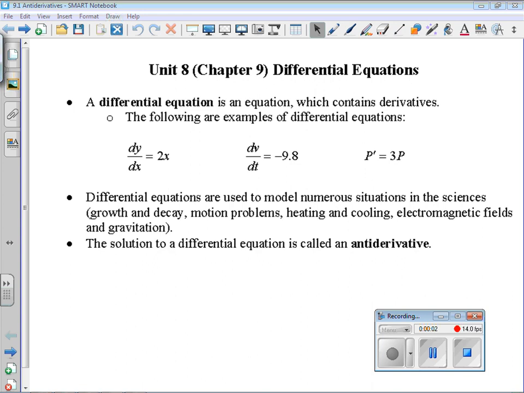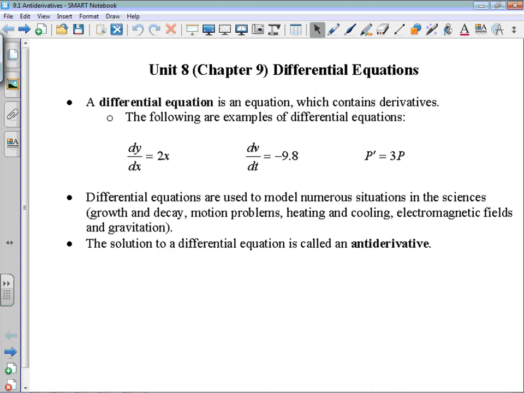In 9.1 in Math 31, we start to talk about differential equations, and basically a differential equation is some equation that includes a derivative. So they give three different examples, something with a dy over dx, a dv over dt, which is the rate of change of velocity, and then a p prime is equal to 3p, which we probably won't get to this year.